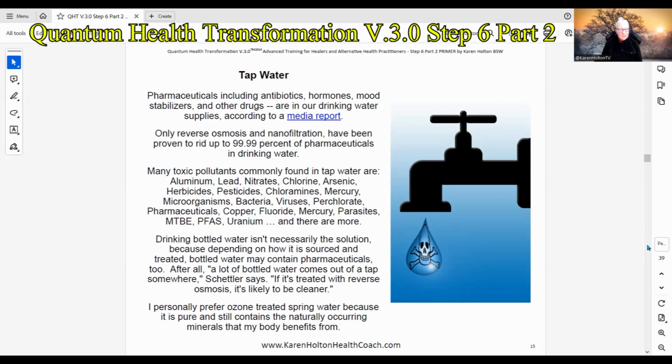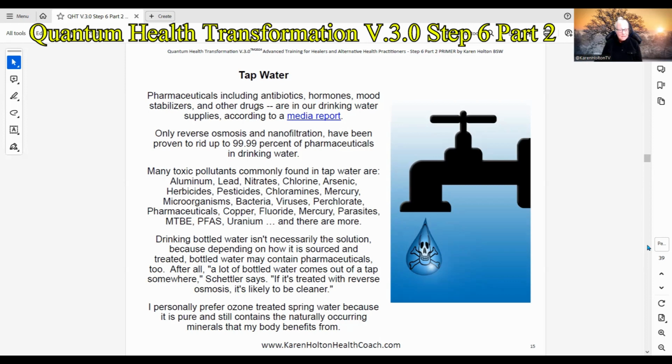Many toxic pollutants commonly found in tap water are aluminum, lead, nitrates, chlorine, arsenic, herbicides, pesticides, chloramines, mercury, microorganisms, bacteria, viruses, perchlorate, pharmaceuticals, copper, fluoride, parasites, MTBE, PFAS, uranium, and there are a lot more.